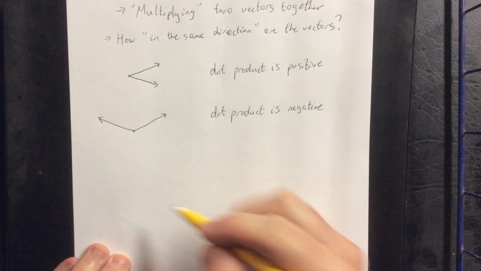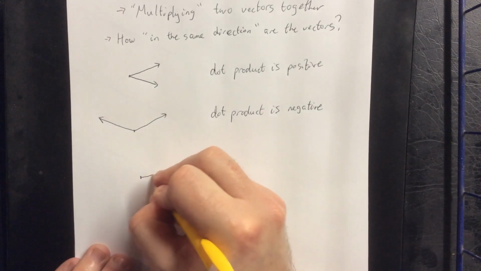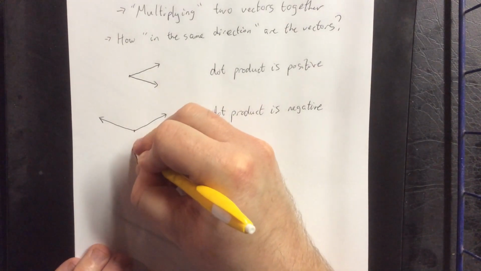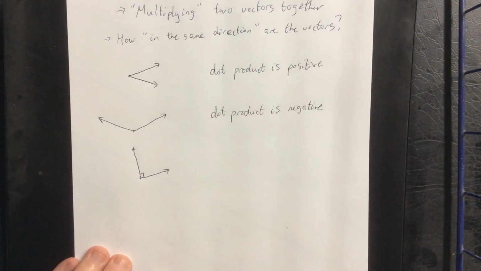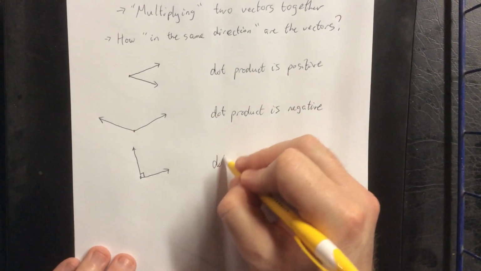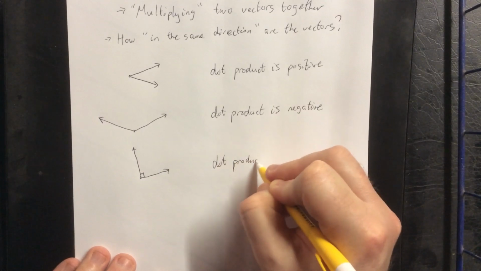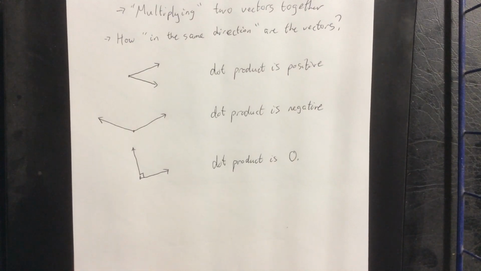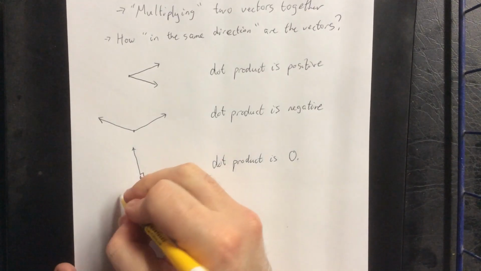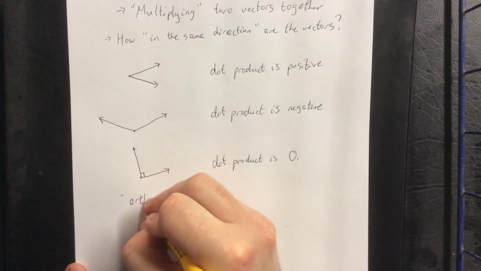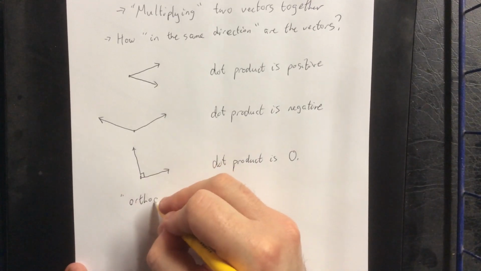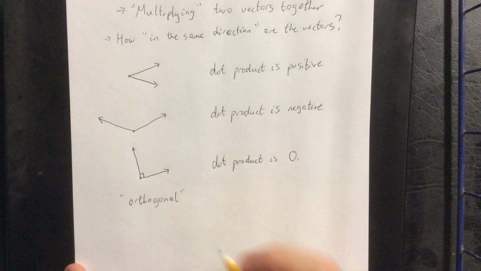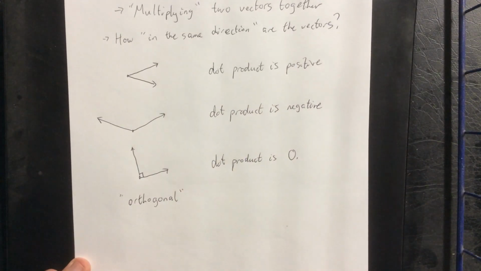And somewhere between opposite directions and the same direction, we have a sweet spot right in the middle. That sweet spot is when they are perpendicular to each other. In that case, the dot product is exactly halfway between positive and negative, which would be 0. So we might say that the vectors are perpendicular, or, fun word for you, the vectors are also referred to as orthogonal. Orthogonal is the generalized term for things that are perpendicular to each other.